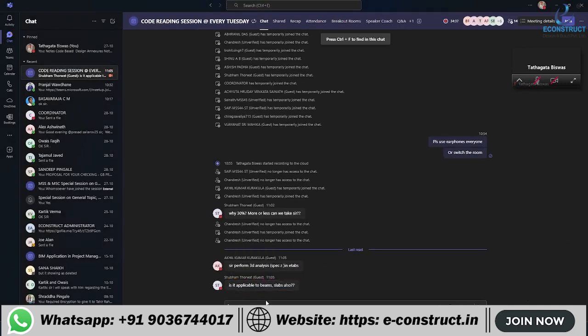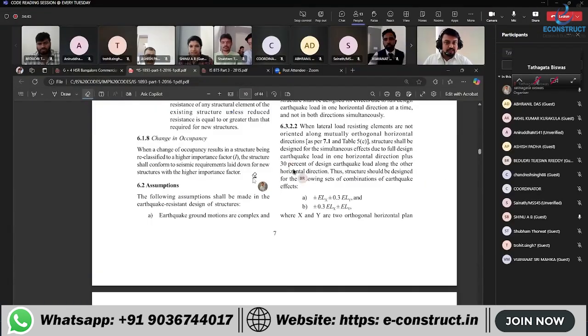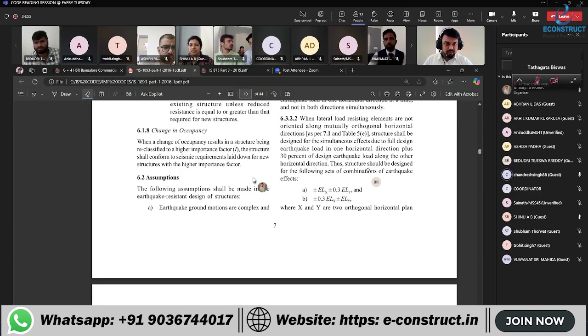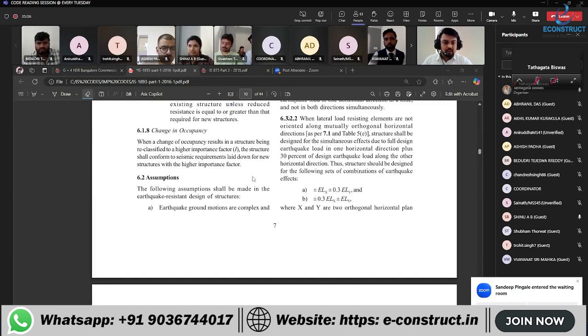So there are certain doubts that I can see here in the chat section, sir: how to perform 3D analysis with spec Z in ETABS. On that we will be taking a separate session. It is very simple actually. What you need to do is calculate the AV. We generally calculate AH for base shear VB bar. So VB bar equals AH into W, that is the formula. AH is basically Z by 2 into I by R into SA by G, right? So that we need to check.